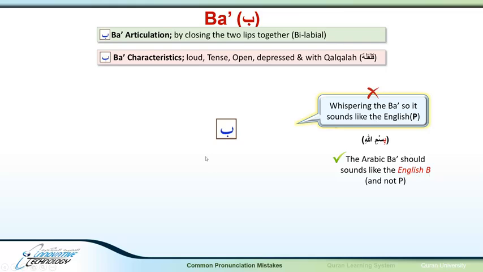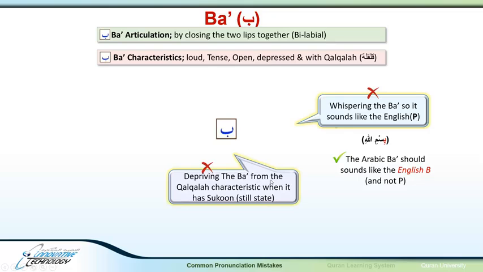The second common mistake of the ba is depriving the ba of the qalqala characteristic when it has sukoon, when it is in a still state, such as yubsirun. Instead of saying yubsirun without qalqala, we say yubsirun with it. So the ba needs to have the qalqala characteristic, especially when it has the sukoon. So saying it without qalqala is not proper. The right way to say it is yubsirun. Make sure to give the ba enough qalqala.